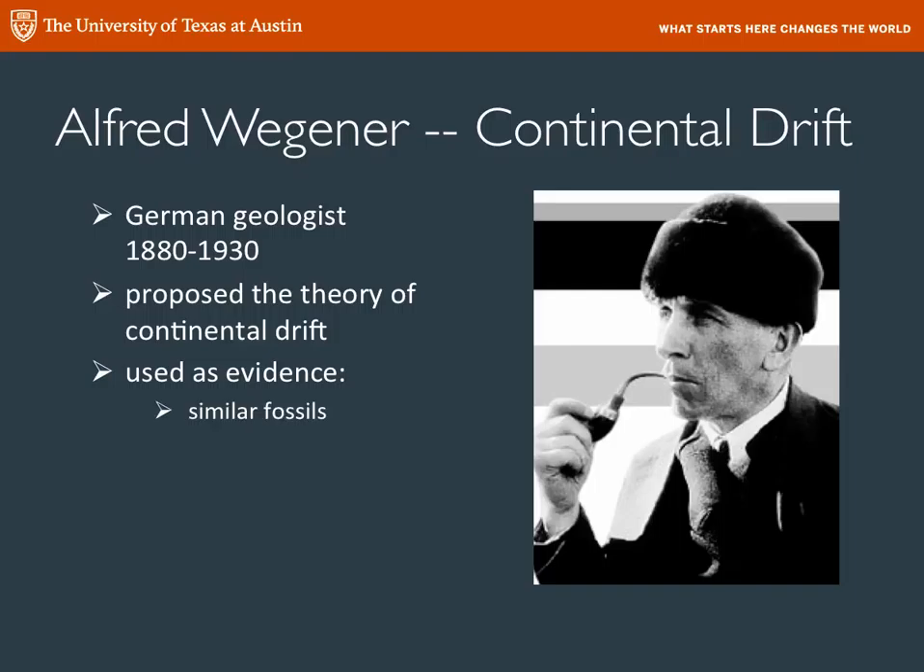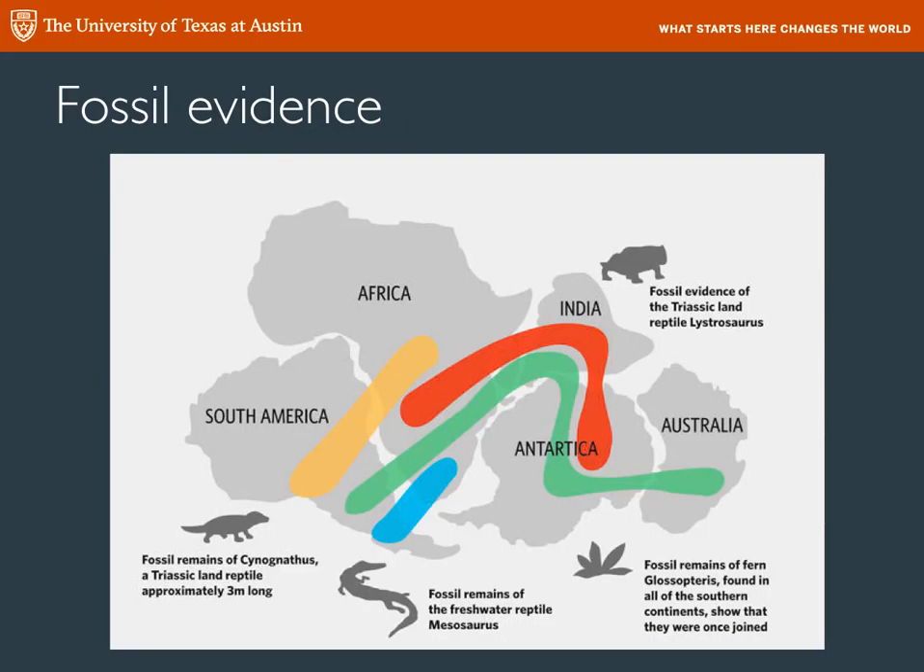What he used as evidence? Similar fossils in South America and in Africa. Similar mountain ranges that, if you put the two continents together, would be continuous. Climate indicators, things that showed that pieces of South America and Africa that lined up together had a similar climate sometime in the geologic past. So let's look at those one at a time. We'll start with fossil evidence.